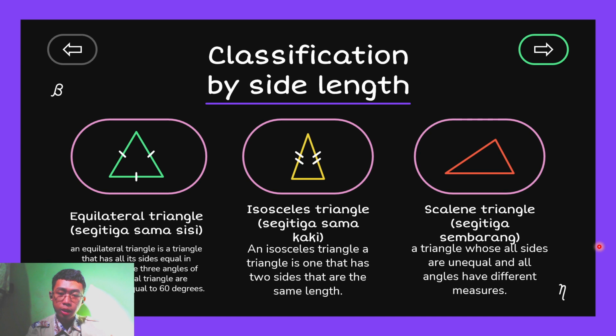Isosceles triangle, in bahasa segitiga sama kaki. An isosceles triangle is a triangle that has two sides that are the same length.